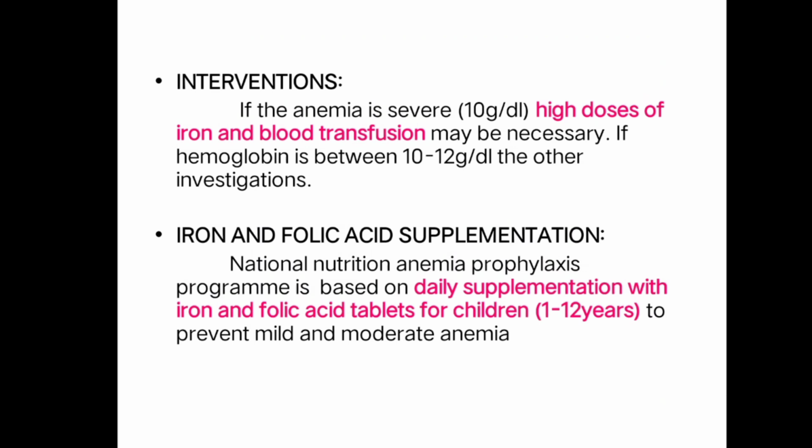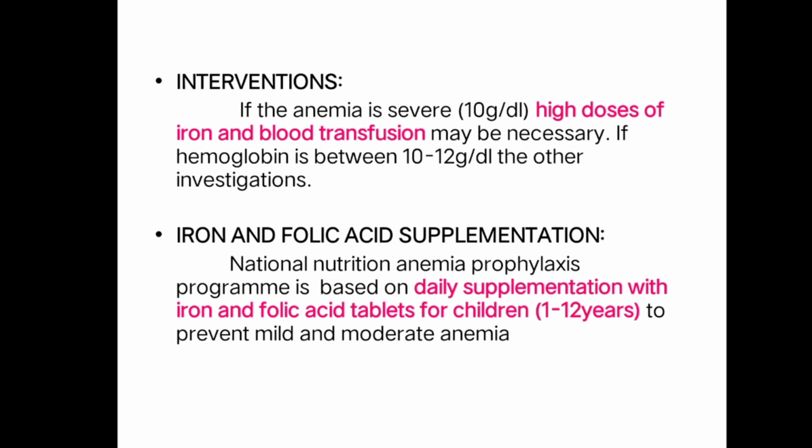The National Nutritional Anemia Prophylaxis Program is based on daily supplementation of IFA tablets for children between 1 to 12 years to prevent mild to moderate anemia, and also you can go with a high dose of iron and blood transfusion if necessary. If the hemoglobin is between 10 to 12, the other interventions can be given, that is iron and folic acid supplementation and nutrition supplementation to correct the anemia.